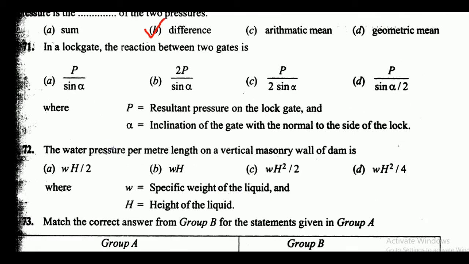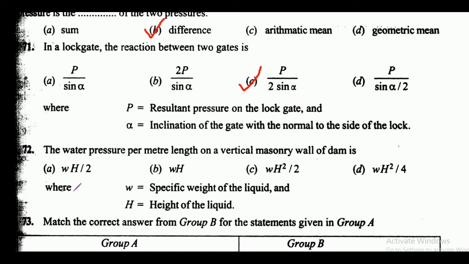Next is: in a lock gate, the reaction between two gates is, here friends, these are the options, where P is equal to the resultant pressure on the lock gate and alpha is equal to the inclination of the gate with the normal to the side of the lock. So here friends, the correct answer is option C, that is P upon 2 sine alpha.